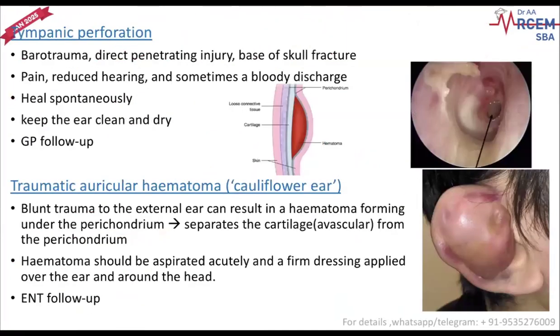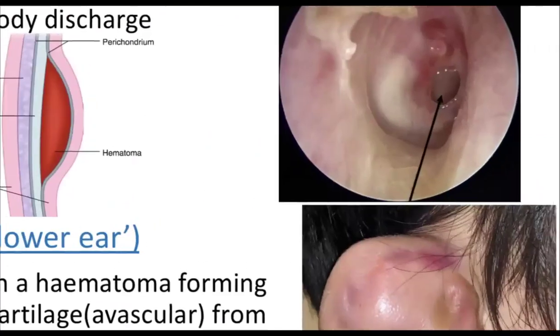Tympanic perforation. There are various causes. Barotrauma, as we have learned previously in our class, because of diving, pressure changes can cause barotrauma and tympanic perforation. There might be a direct injury to the tympanic membrane resulting in penetrating injury, or there might be a base of skull fracture resulting in tympanic perforation. There are various causes, but usually it spontaneously heals.